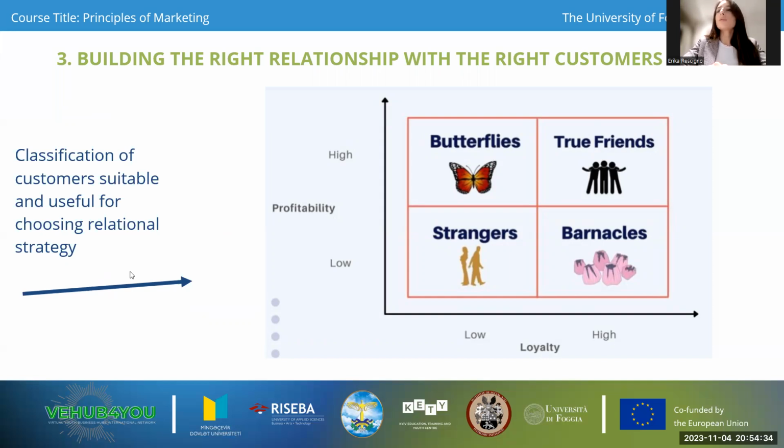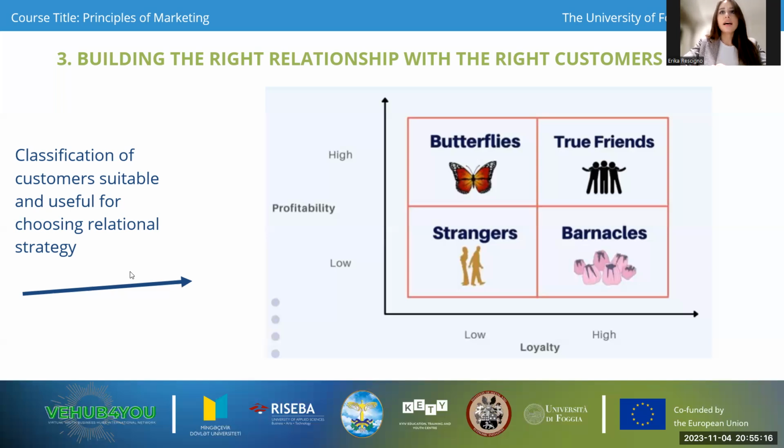True friends are the most loyal customers and bring in high profitability. In fact, we have high loyalty and high profitability. And this shows that there is a strong product market fit for this customer group with the company's offerings. So the firm has to make continuous relationship investments with this category because the company has to turn them into true believers of the brand. And also because the loyal customers will tell others about their good experiences.